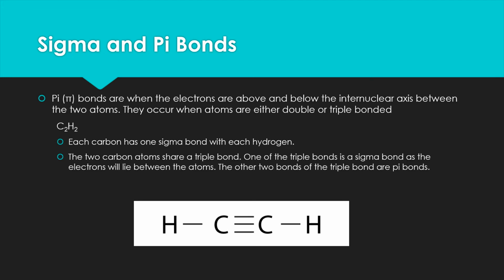The other type of bond is called a pi bond, represented by our symbol pi, which you guys are probably familiar with. Pi bonds occur when the electrons are above and below the internuclear axis between 2 atoms, and they occur when atoms are either double or triple bonded.